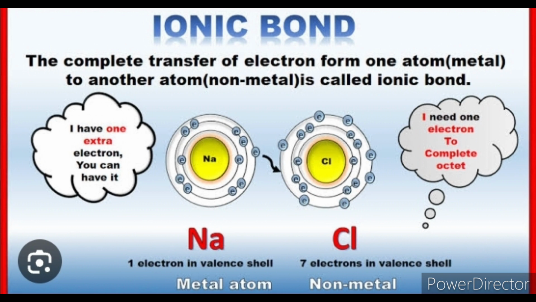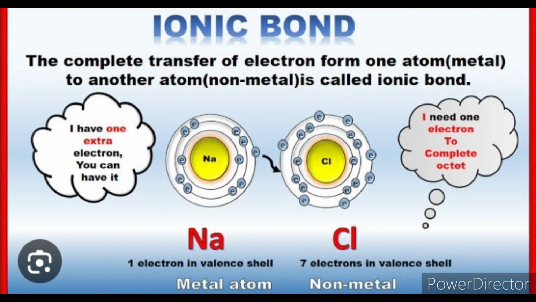In this picture you can see clearly how the transfer of electrons takes place between sodium and chlorine. There are so many examples, but sodium chloride may be the best example of transferring electrons from one part to another part. In this way the ionic bond is formed between the sodium and the chlorine.